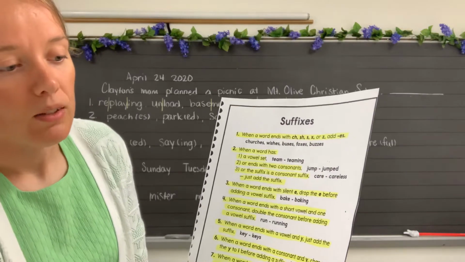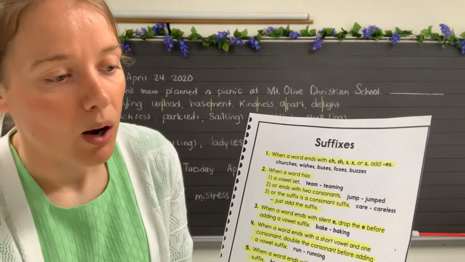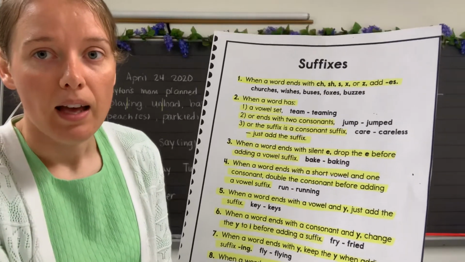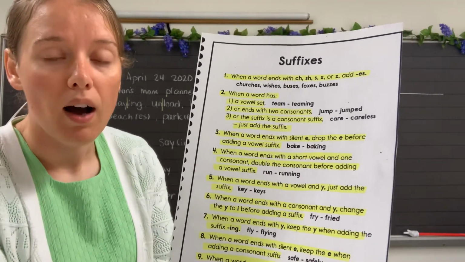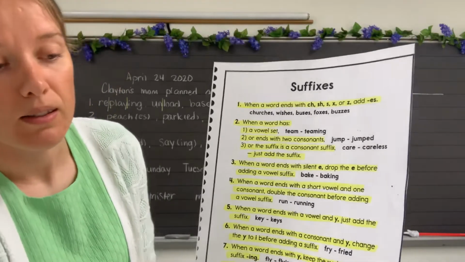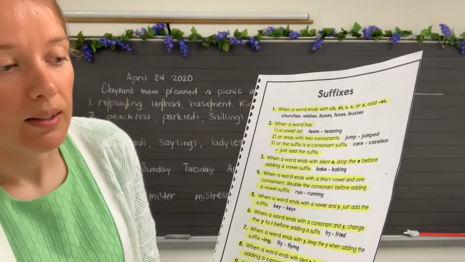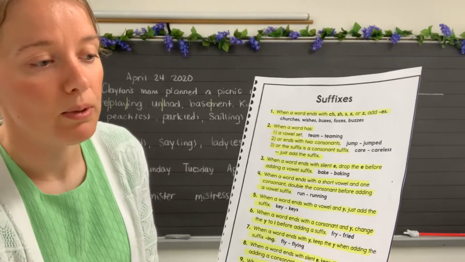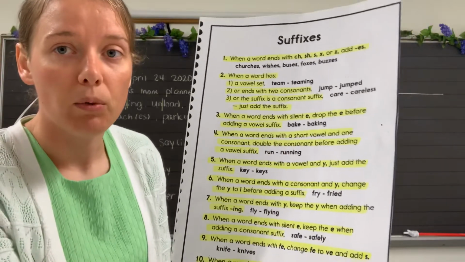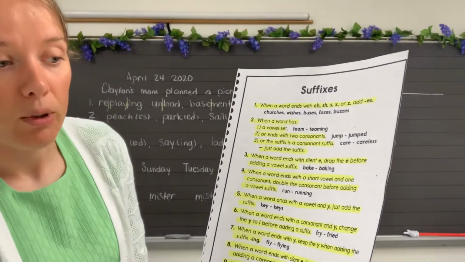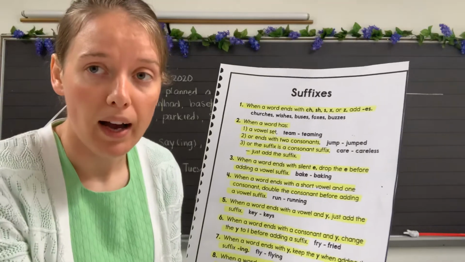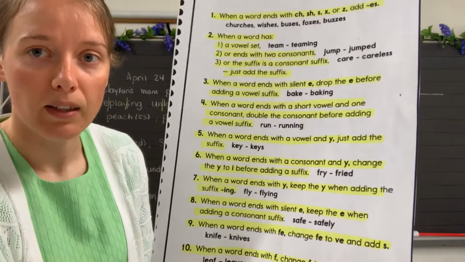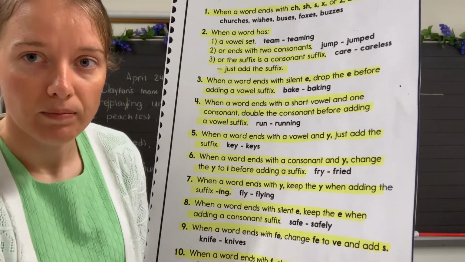Okay, number five says when a word ends with a vowel and y, just add the suffix. So we have the word key, and it ends with a vowel and a y, so we will just add the suffix. Number six says when a word ends with a consonant and y, change the y to I before adding a suffix. So we have the word fry, and that word ends with a consonant and a y, so we will need to change the y to I before adding a suffix, as in fried.